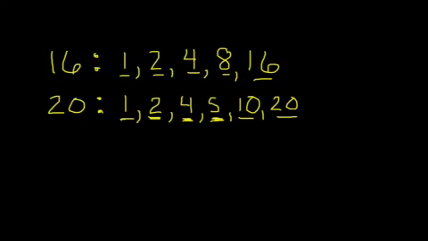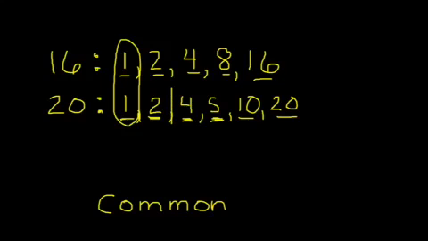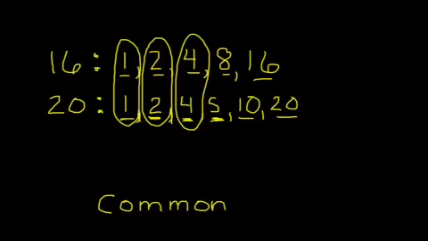Now remember, we're looking for common factors. Common factors are the ones that are alike. They're the same in both lists. There's a 1 in both of the lists, a 2 in both of the lists, and a 4 in both of the lists. But there's not a 5 in both, there's not an 8 in both lists, there's nothing else in both lists. So if we want to list all the common factors, 1 is, 2 is, and 4 is, and the greatest common factor, the biggest one, is 4. So 4 is the greatest common factor.